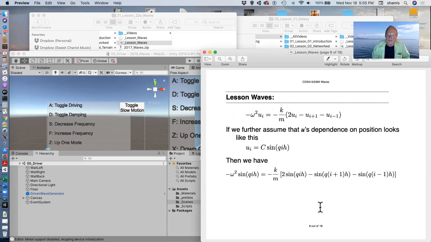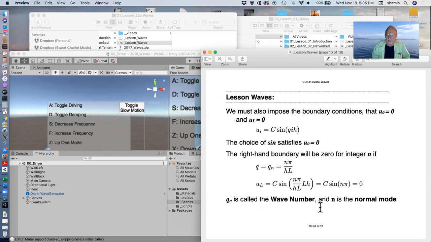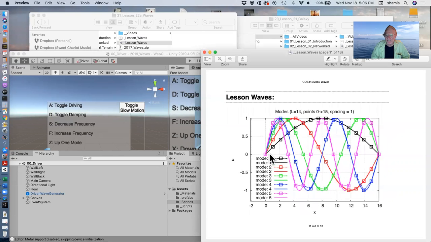The important thing to see when we get done here is that I have a solution that has this thing called the wave number in it, Q. And the wave number is an integer. We sometimes refer to this as its normal mode. We have first, second, third normal modes. And these just look like this. It's a solution, a sine that has 1/2 cycle of the sine.